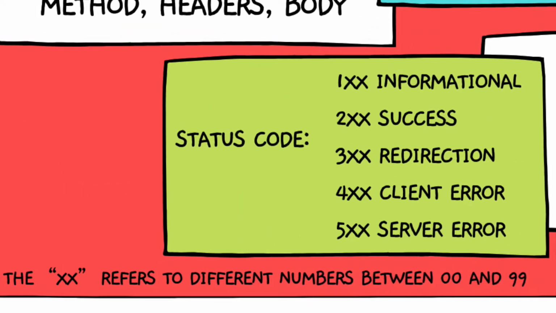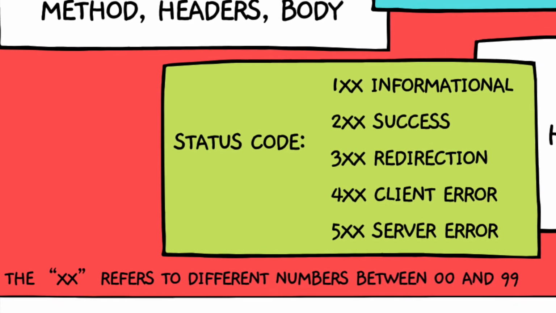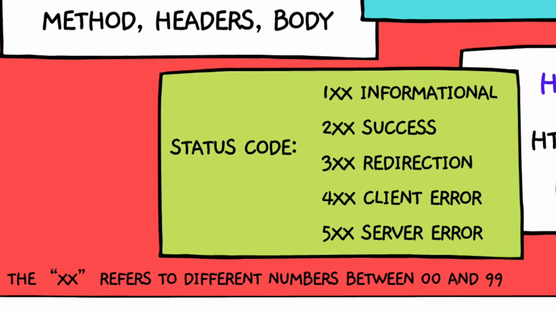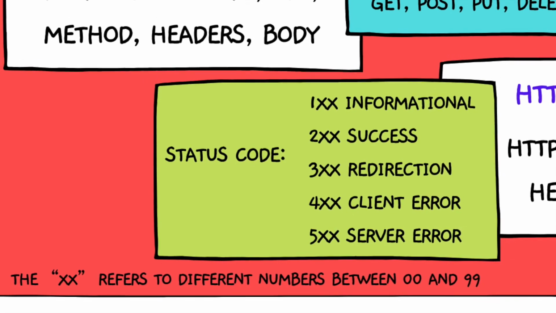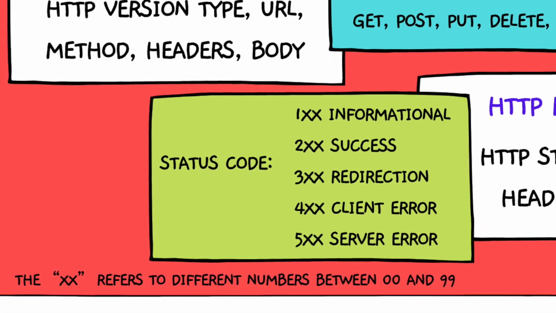The code starting with the number 2 indicates a success. For example, after a client requests a web page, the most commonly seen responses have a status code of 200 OK, indicating that the request was properly completed.